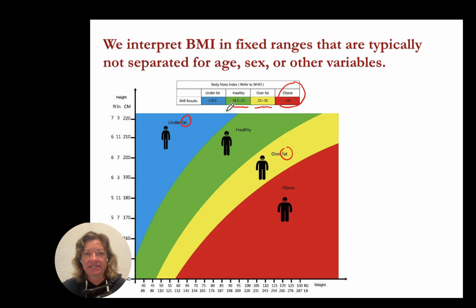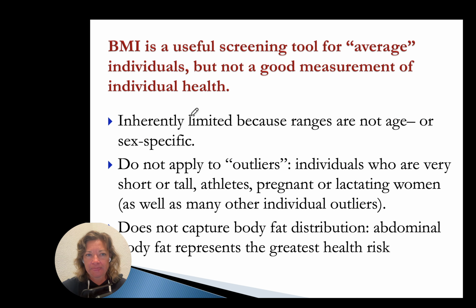And I'll go back to that slide for a moment. So that's why the scale is not great. Right? Because that's not what it's measuring. There's no indicator on the BMI of body composition. So that creates some limitations for the BMI. It's inherently limited because its ranges are not age or sex specific.